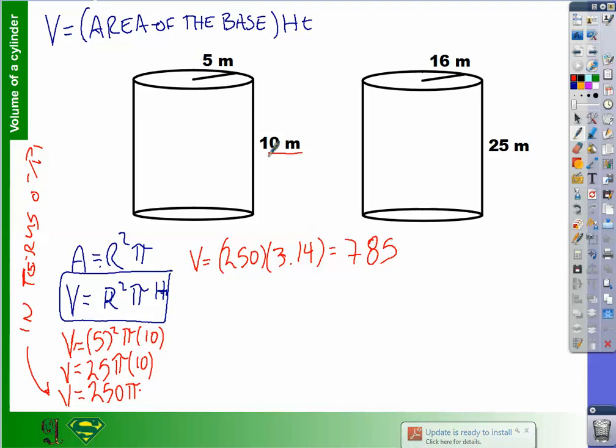785 what? No, we don't have units. We have something very specific. Come on. Meters cubed. And you'll remember that all volumes are in whatever unit cubed. So again, this is meters cubed.